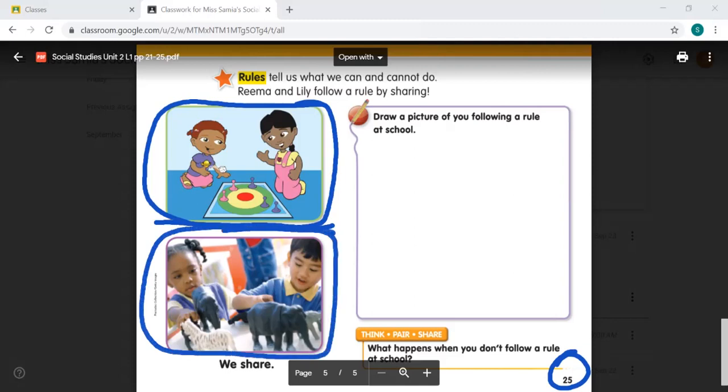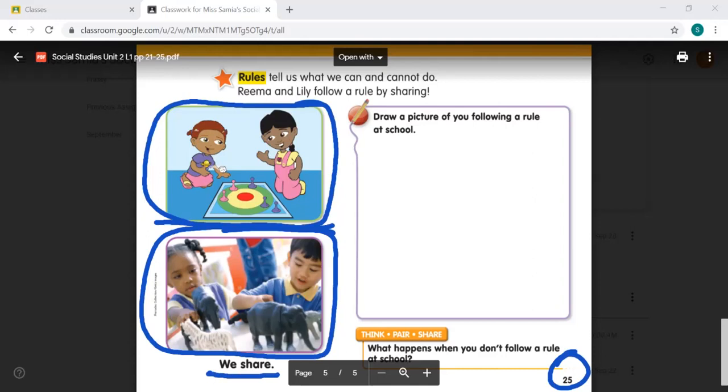These kids look like they're playing. And what are they doing? Are they playing together? It looks like they're sharing the toys. We share is another rule. So they're sharing. One of them isn't taking all of the toys saying, those are all mine. We share. So you should be sharing at home or at school. Anytime you're playing with somebody, you should be sharing.